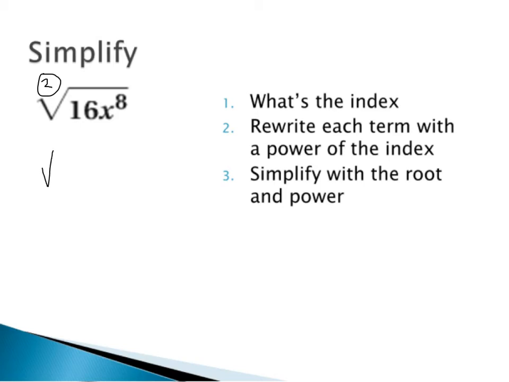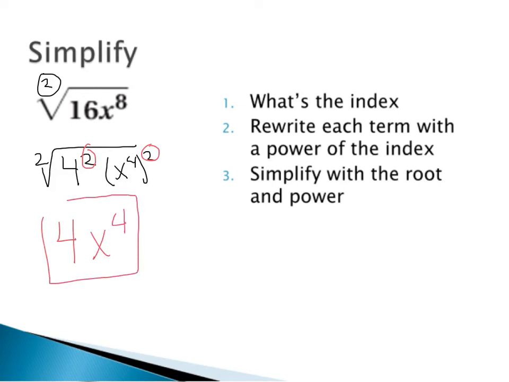So I could rewrite this so it says 4 squared. I could also rewrite the x to the 8th, so it says x to the 4th squared. And then simplify. Whenever I have the index of 2, and then once I rewrite these with powers of 2, those basically all just cancel each other out. So my final answer would be 4x to the 4th. That's the first way that you can simplify radicals.